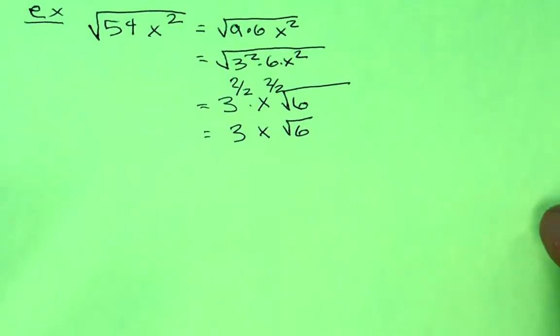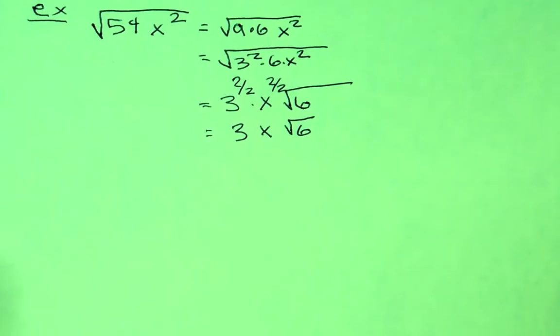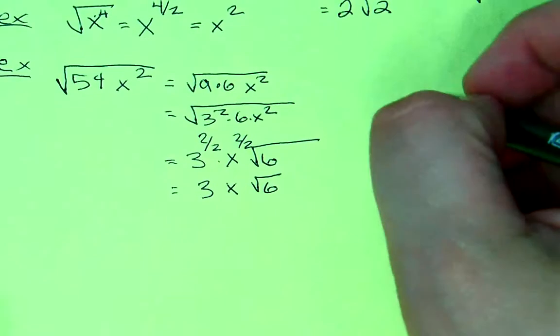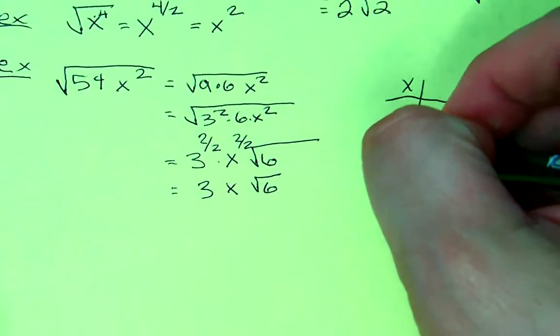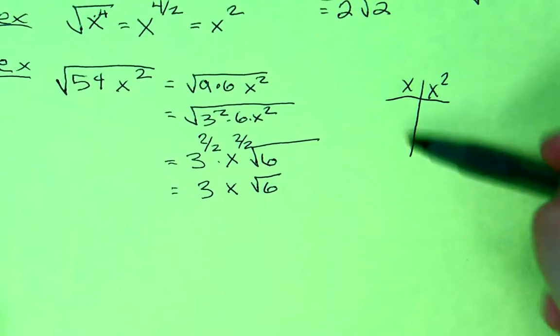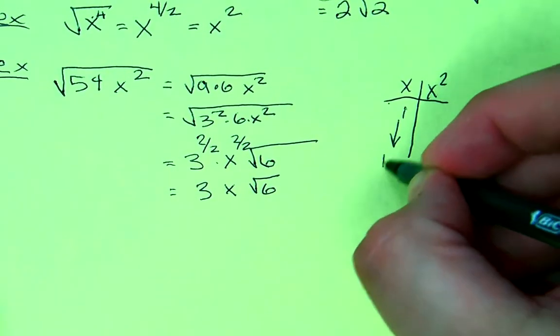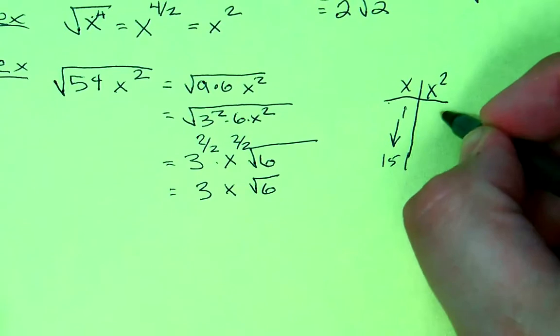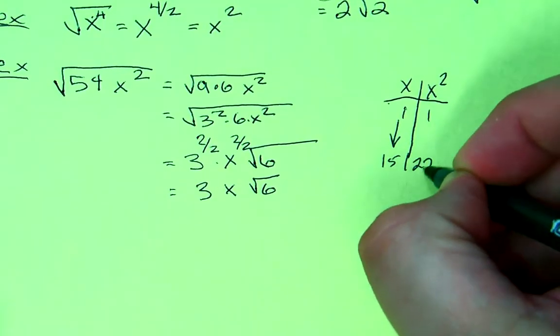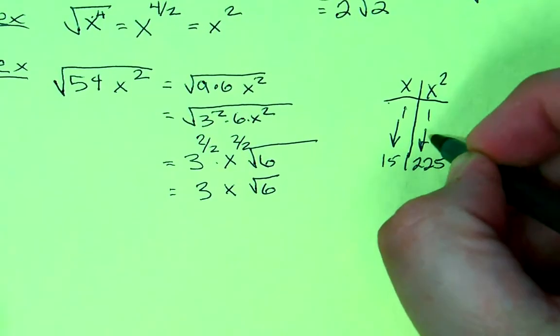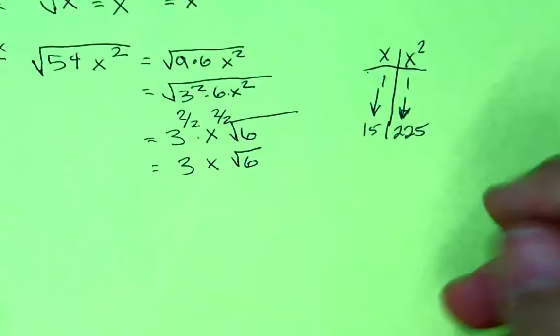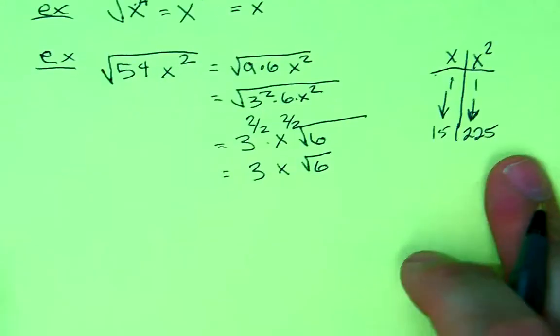Now, you gotta know your powers. You have to know, and I would recommend coming up with a chart where it's x and x squared, so you get really familiar, at least from 1 all the way up to 15. 1 squared is 1, 15 squared is 225. You gotta get those two together. You gotta know what those are.